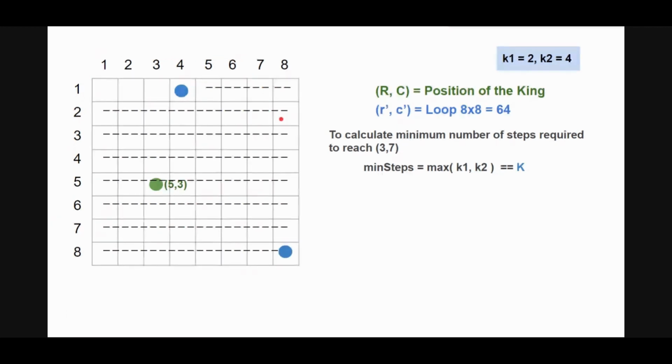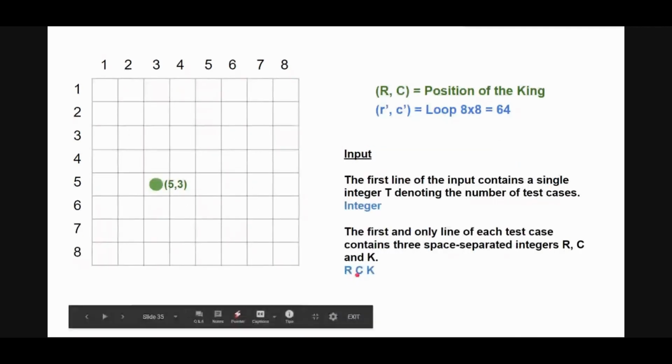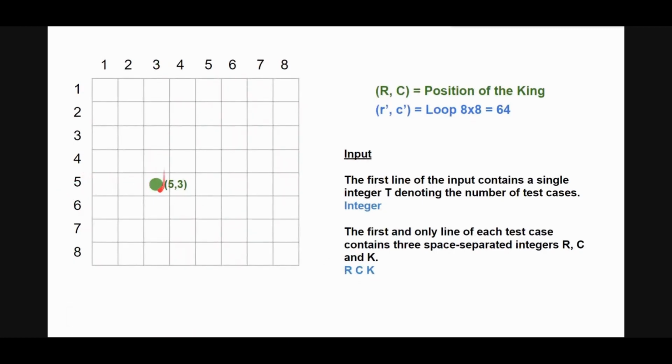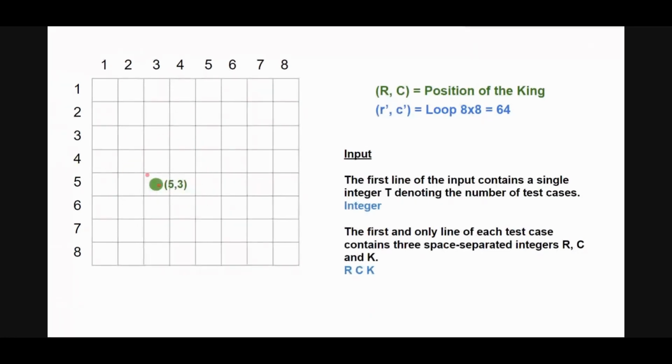Till the last iteration. We'll take the input as R, C, which is the row value and the column value of the position of the king, and K is the maximum number of steps. For example, if K is 2, then we have to check in at most 2 steps what all squares the king can visit. We can check that by doing a loop and checking the condition of k1 and k2 and the max function.